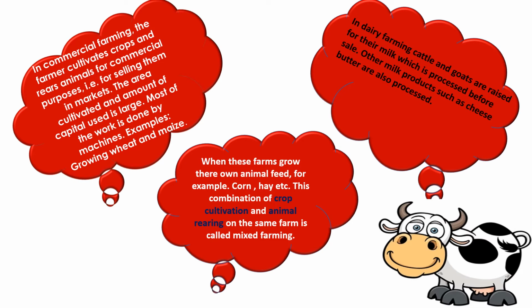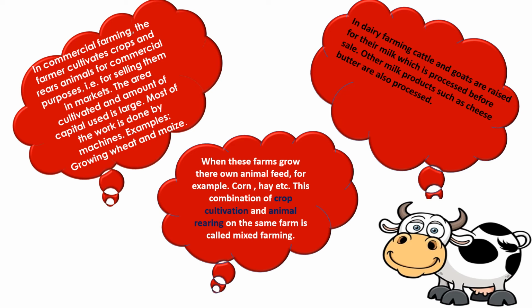In commercial farming, the farmer cultivates crops and rears animals for commercial purposes. What are commercial purposes? Meaning for selling them in the market. The area cultivated and the amount of capital used is large. Capital here means the money invested in it. Most of the work is done by machine, for example growing wheat and maize. When these farmers grow their own animal feed, for example corn, hay, etc., this combination of crop cultivation and animal rearing on the same farm is called mixed farming.